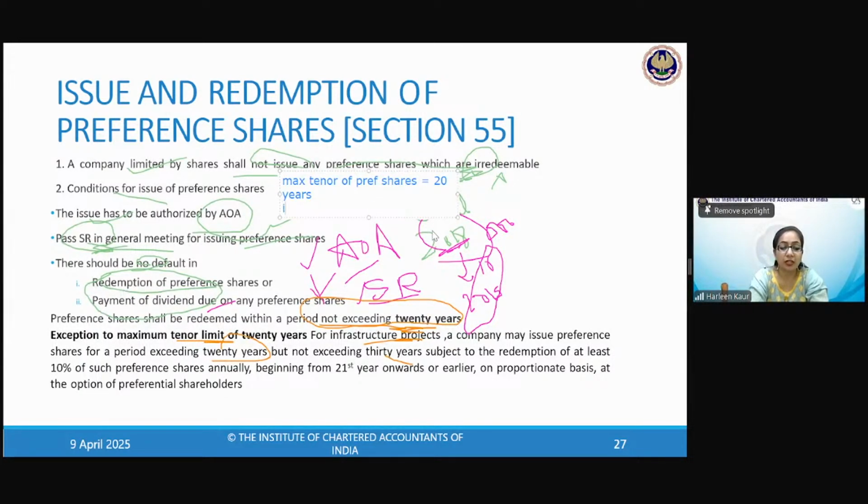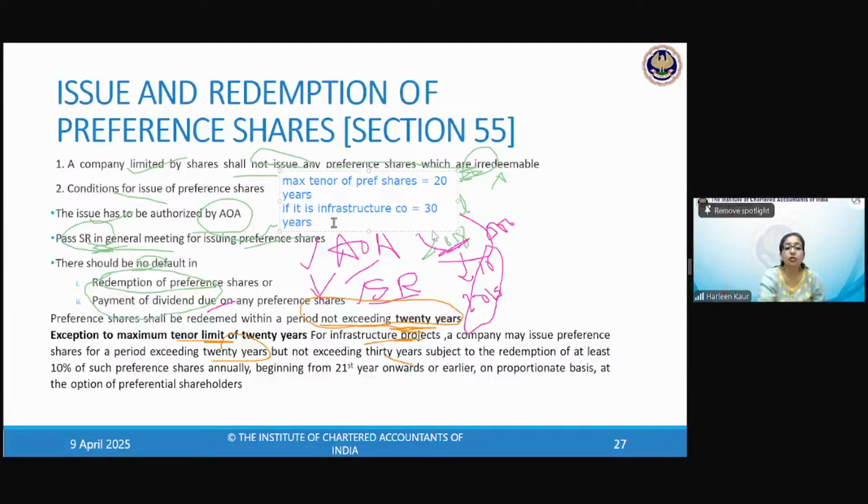If it is an infrastructure company, then how many years? 30 years. Write this down, simple. Maximum tenure of preference shares is 20 years, but if it is an infrastructure company, then it is 30 years. You can issue for up to 30 years.